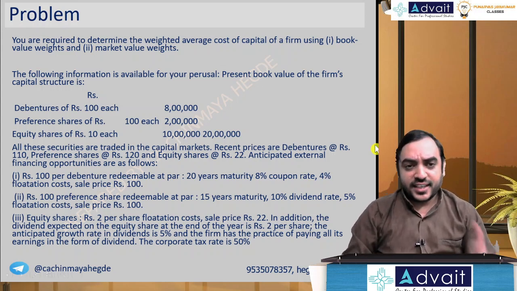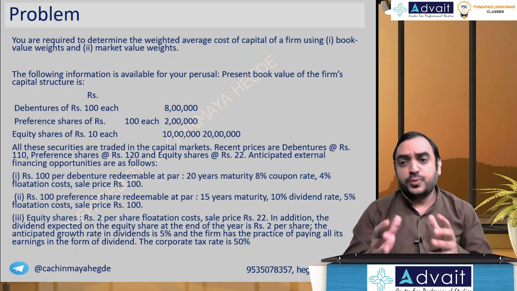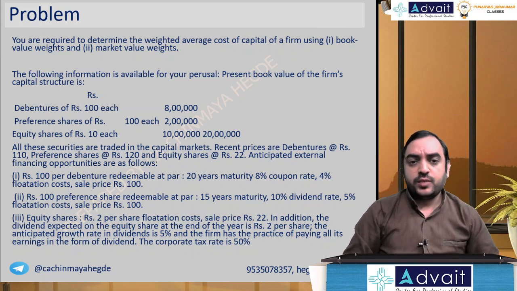Let us do the next problem on cost of capital. This will be one full-fledged problem, which will be covering all the aspects. You can come to this problem. You are required to determine the weighted average cost of capital of the firm using book value weights and market value weights. So we should do it using both the ones.